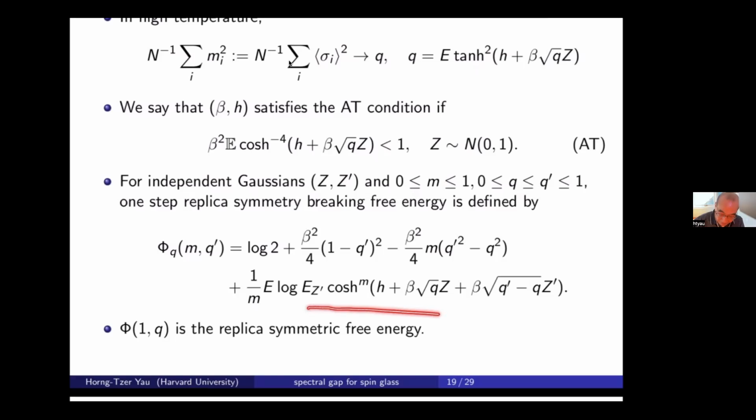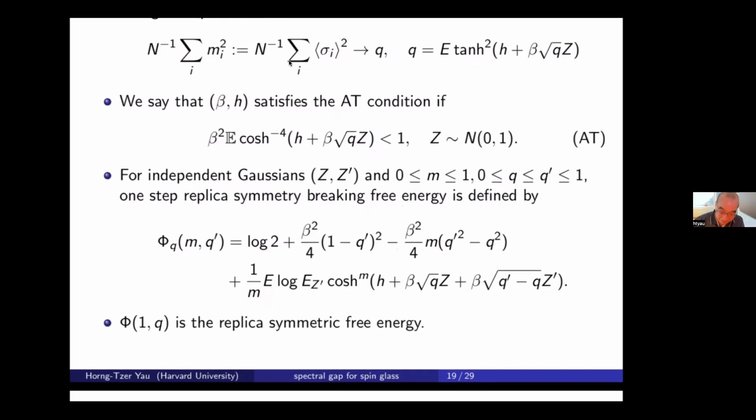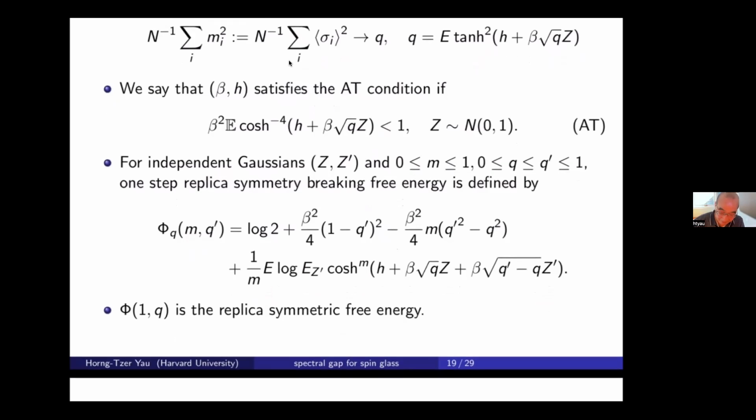You first take a Cauchy to the m's power, and you integrate out z prime. After you integrate z prime, you integrate out z. Anyway, if you've never seen this formula before, it's fairly difficult to see what it is, but this is called the one replica symmetry breaking free energy. If you take it at the point Q prime equal to Q, and you set M equal to 1, then this is exactly the replica symmetric free energy.